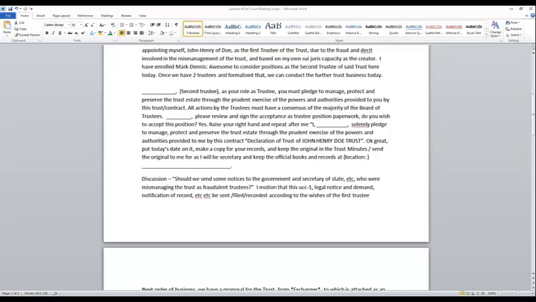I think that it doesn't hurt, okay? When people become police officers, judges, politicians, the president, they swear in. It's just one sentence, you know? And for you to be able to say, I witnessed this person raise the right hand and affirm, I solemnly pledge to manage, protect, and preserve the trust estate through the prudent exercise of the powers and authorities provided to me by this contract, Declaration of Trust, John Henry Doe Trust.